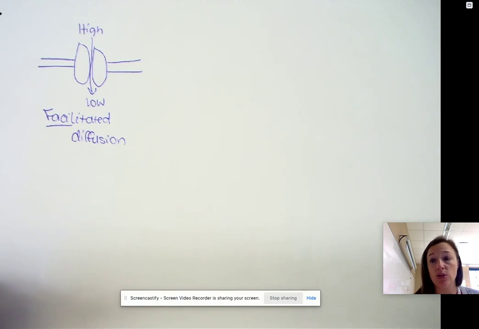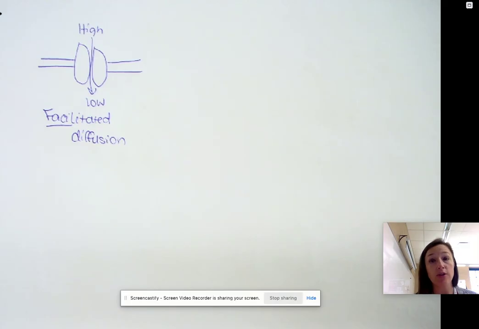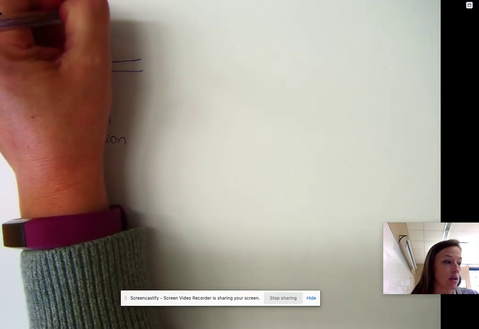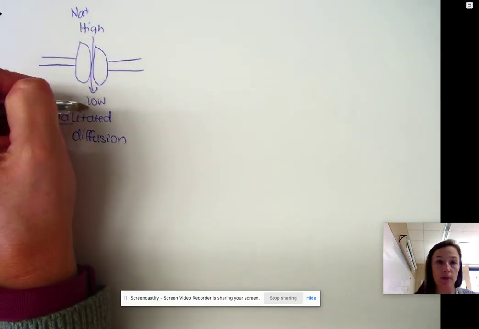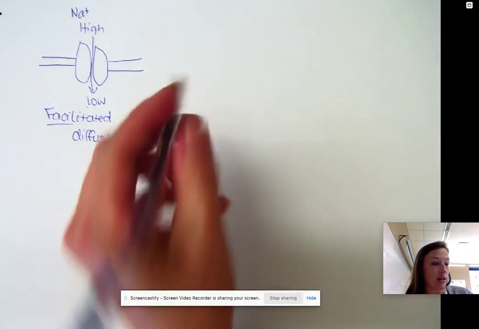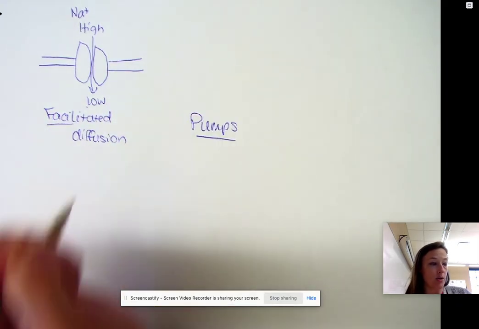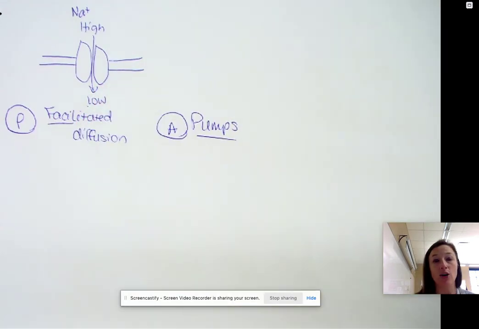This could be during your action potential when your sodium channels open, not your sodium potassium pump. That's a whole different animal. But when your sodium channels open, the sodium will rush into your cell and create a higher concentration inside. So it's going from a high concentration to a low. The other process that uses transport proteins is pumps. So facilitated diffusion is passive, pumps are active.